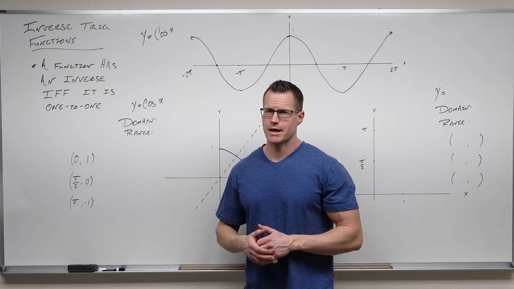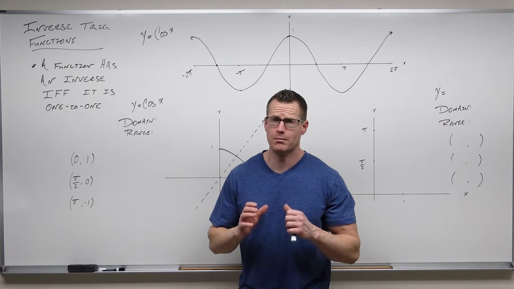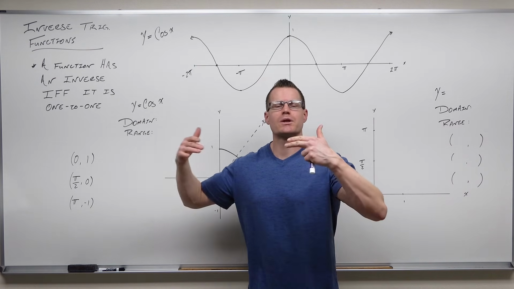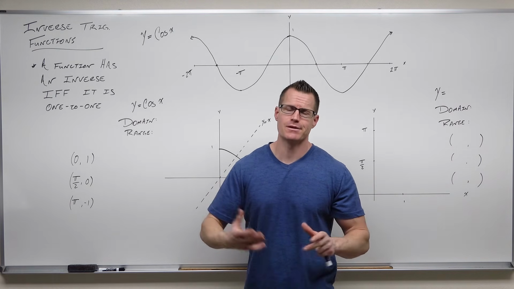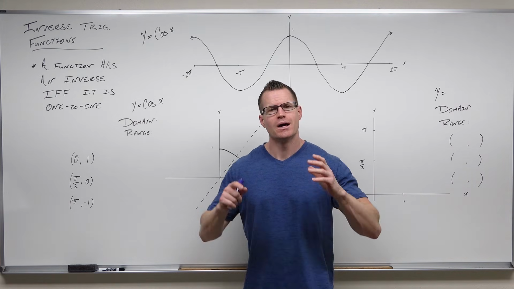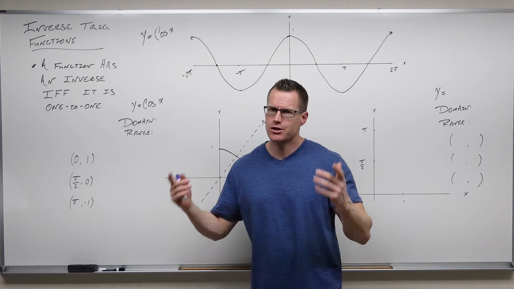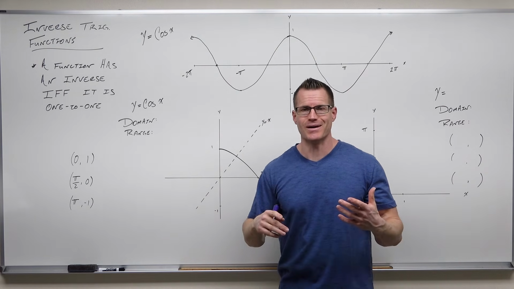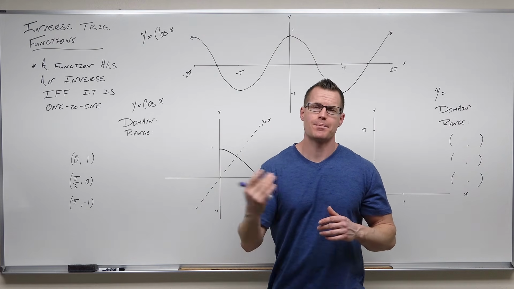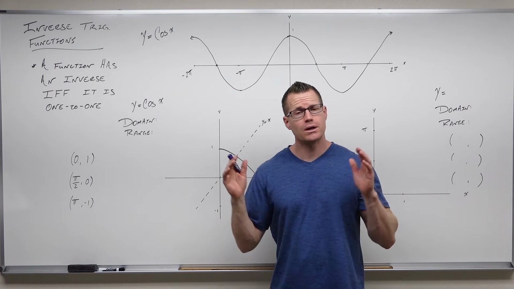Let's talk about cosine and cosine inverse. We're going to go much quicker than the sine because we've already talked about what one-to-one means and the necessity of having a one-to-one function for an inverse. We just have to look at cosine, determine, yeah, there's no way that's one-to-one. That's not a one-to-one function. It does not pass a horizontal line test. So we're going to cut it.